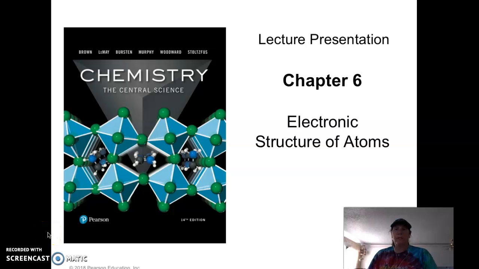We're going to start chapter 6 today, and chapter 6 is about the electronic structure of atoms. Again, the electrons. And it's important to know where electrons are because after this, we're going to start talking about bonding. And when you make compounds, that's where it happens with the electrons. Not with the protons, not with the neutrons, but the electrons is where all the bonding happens. So the more you know about the electrons, the easier it is for you to understand when we talk about transfer electrons and so on.